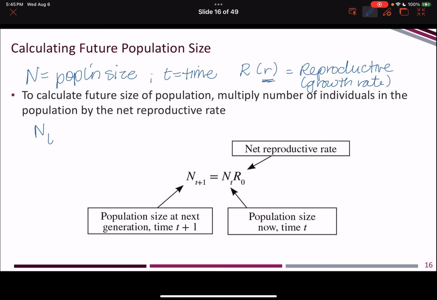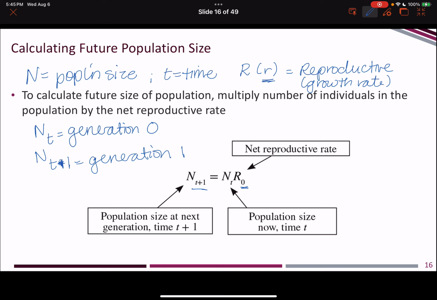N at time t is basically going to be generation 0, or you could also think of this as generation 1. It doesn't matter too much. And then this little 0 on the R is just telling you the reproductive rate at the start. Population size at t plus 1 is going to be for the next generation. So if we're calling the first one generation 0, the second one would be generation 1, generation 2, and so on.